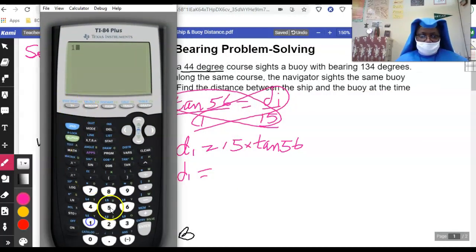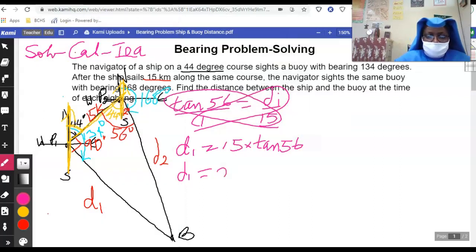So we have 15 times tan 56. Good to check to make sure the calculator is in degree mode, and I have been working in degrees. So 22.2. And it's kilometers.